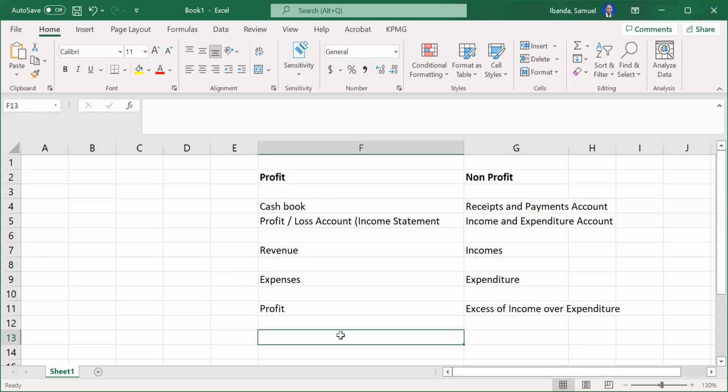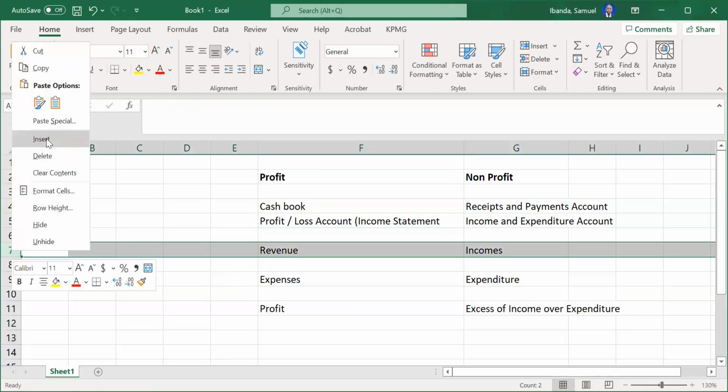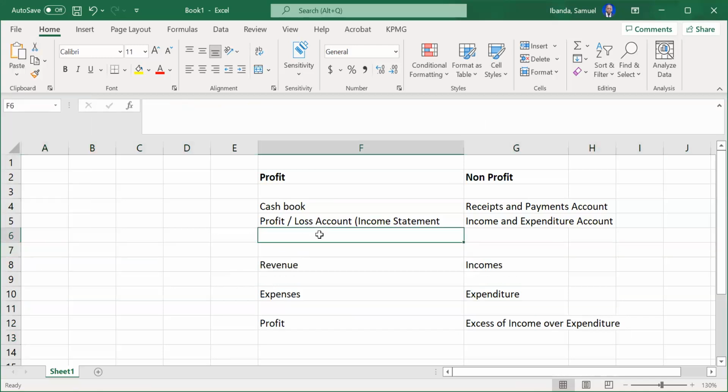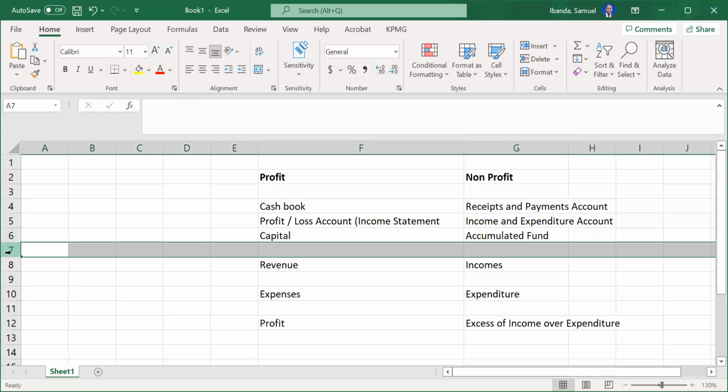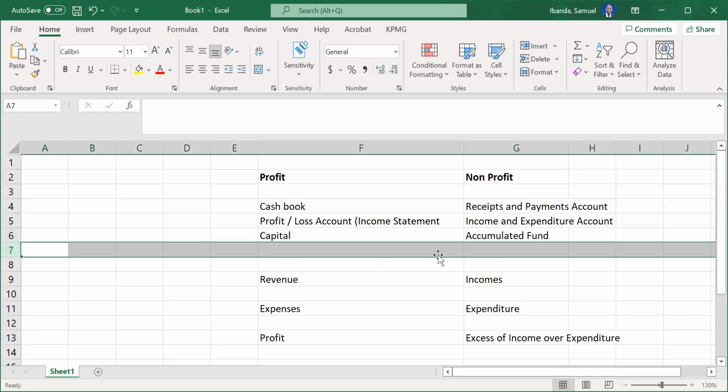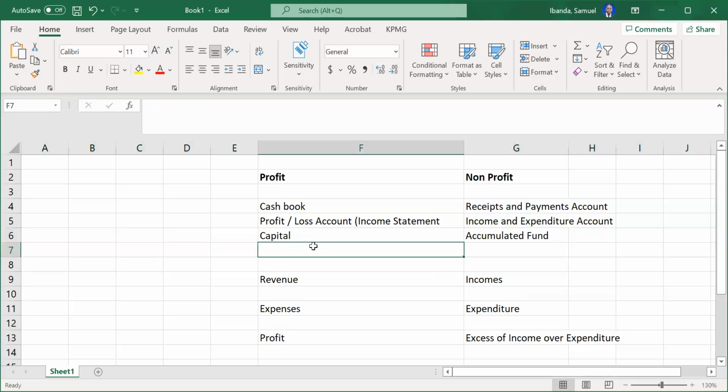Now, in the same way, where you have for-profit businesses, where we have what we call capital, in this case, we call it accumulated fund. Here we call it accumulated fund, okay? The other is in terms of differences.